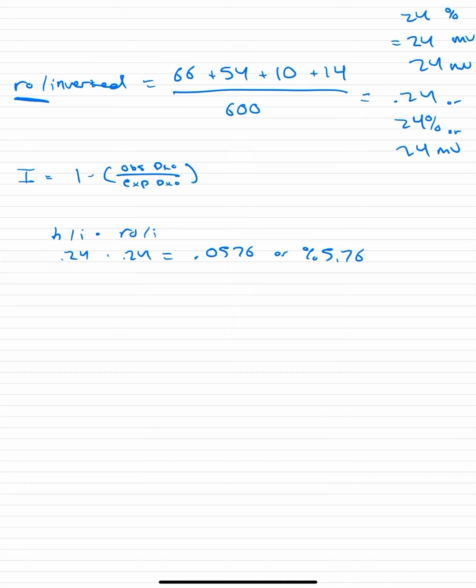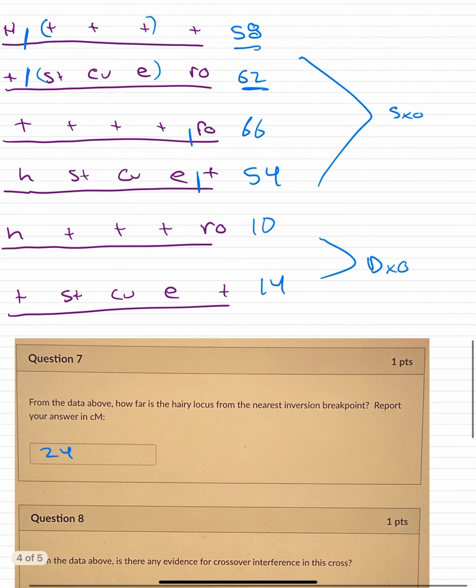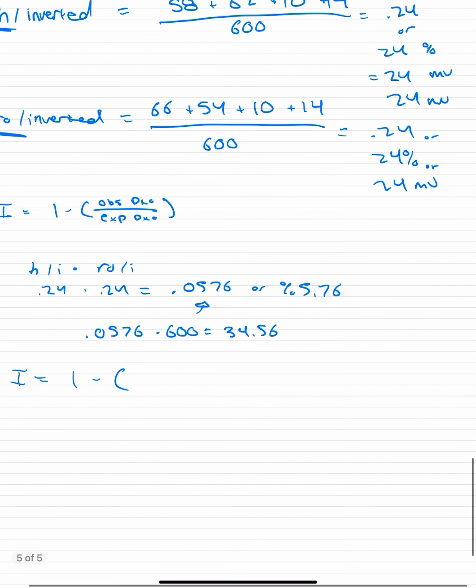In order to find the expected number, we take the frequency for the expected double crossovers and multiply it by the progeny, which is 600. If you multiply that by 600, we get a total of 34.56 double crossovers that should be present in the progeny. Now let's plug that into the interference equation. I equals 1 minus the observed double crossovers, we know that we had 10 and 14. So add those together, we have 24 total. So 1 minus 24 double crossovers over the expected 34 double crossovers.